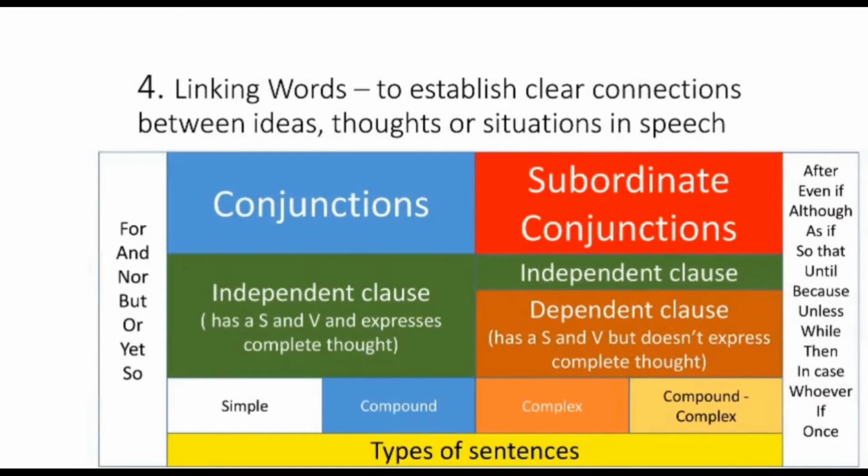Now, fourth step, linking words. This also plays a very important role in understanding grammar, to establish clear connection between ideas, thoughts and situations in a speech. Conjunctions, subordinate conjunctions, dependent clause. A dependent clause has an S and V but doesn't express a complete thought. It has independent clauses. An independent clause has a subject and verb and expresses a complete thought. Here S and V mean subject and verb. These are like simple, compound, complex, and compound-complex. Now, it might be confusing you. What are these? These are grammar topics which we will be covering in my next videos.